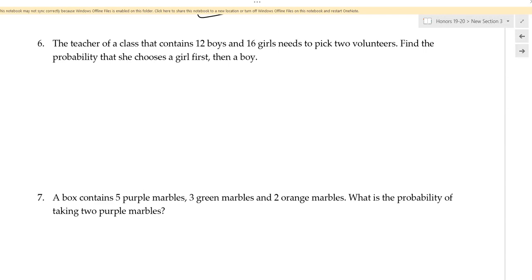We saw one yesterday, I think, where we ate the jelly bean, right? It doesn't say without replacement, but we're not going to spit a jelly bean back into a bag, right? So a lot of times you have to think about, am I putting this back or am I not putting it back? So when I choose that first girl, she's out of the group that's remaining. So this is dependent. My number of volunteers changes.